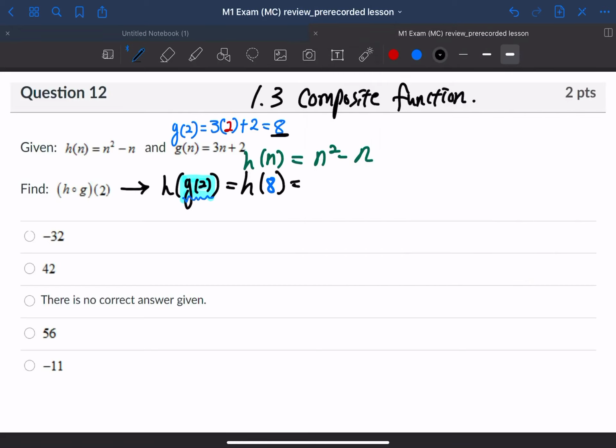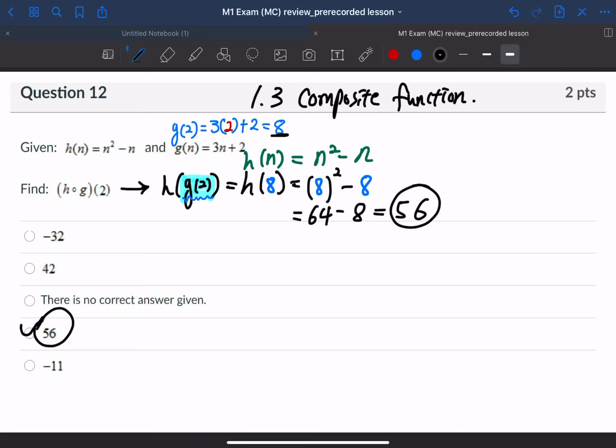Which means h of 8, my input is 8, so instead of writing n, you are going to write down 8. We substitute. Minus, instead of n, we are going to write down 8. So 8 times 8, 64, minus 8, which is 56. So that's the answer. So review composite function as well.